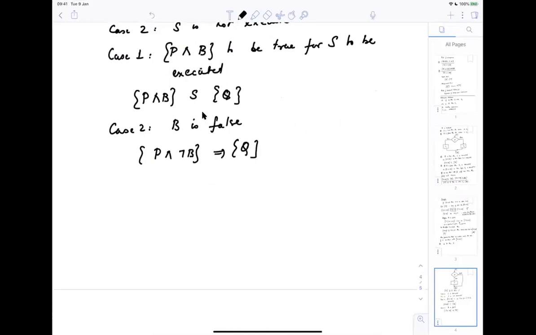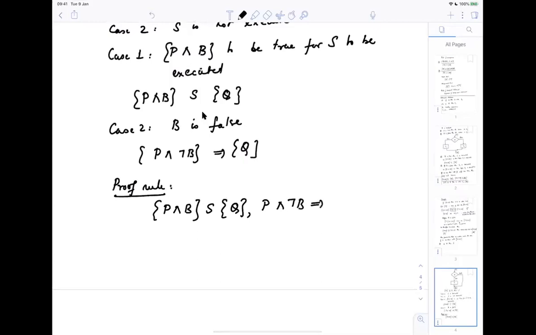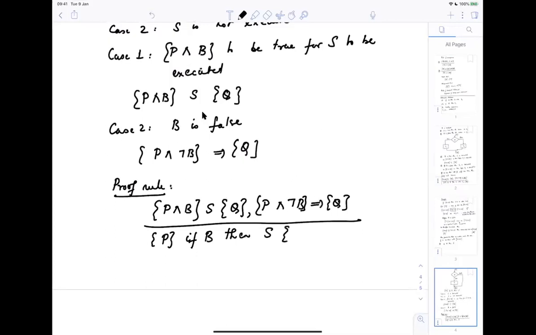So if these two are proved, then the proof rule becomes: P and B, S, Q, comma, P and not B implies Q. Then we can state that P, if B then S, Q.